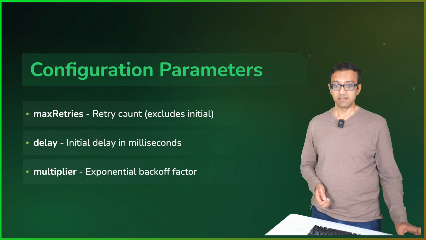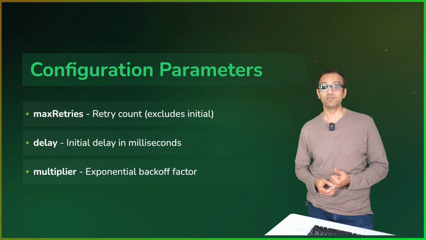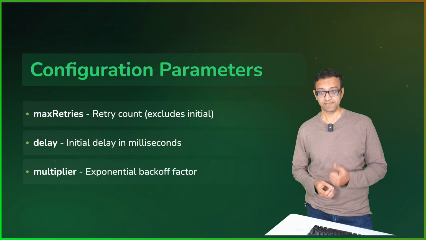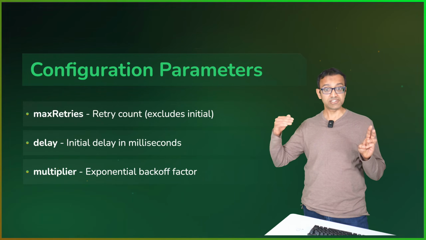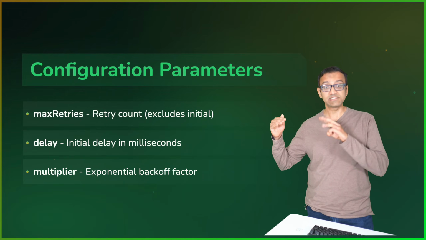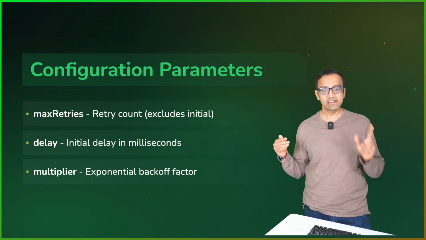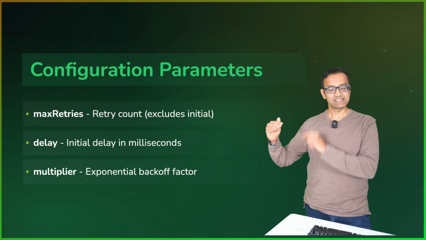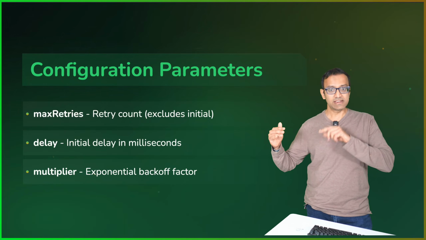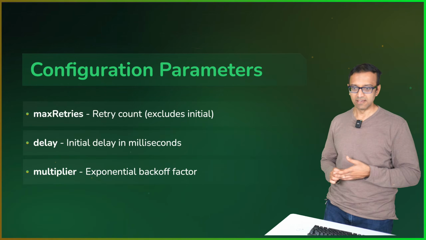First is max retries. This is how many times you want the retry to happen. Right? This excludes the initial. When you say max retry is 3, the initial one failed, which is fine. It's how many times it's actually retrying. That's the key thing to remember. How many times is the retry happening? The first call is not a retry. That's the initial invocation. The second time it's the retry. How many times the retry happens is what you configure here with max retries.